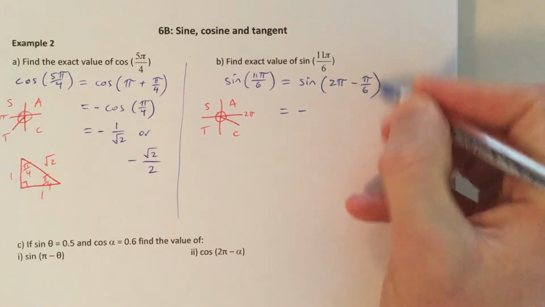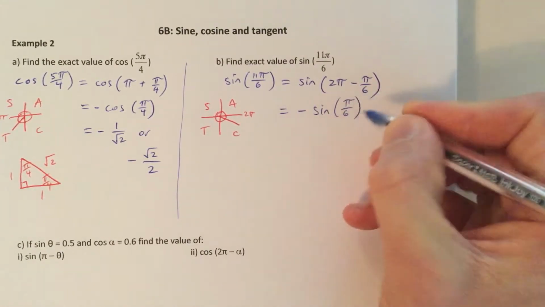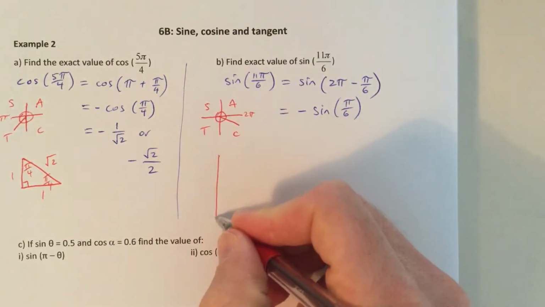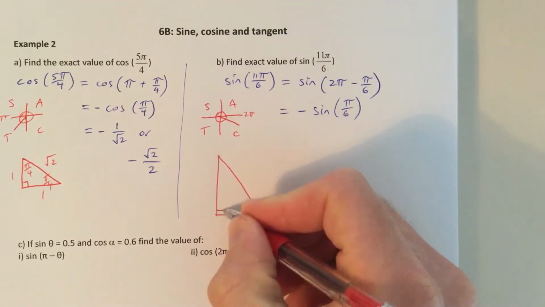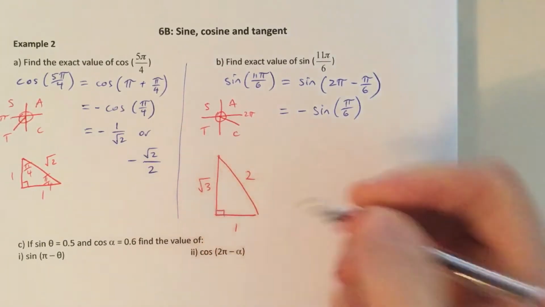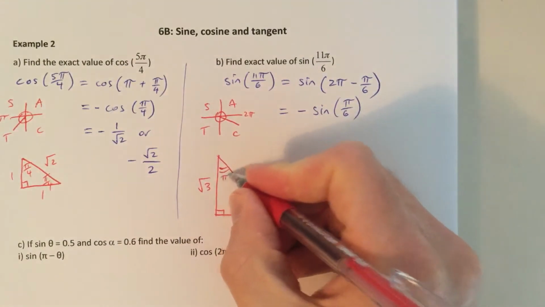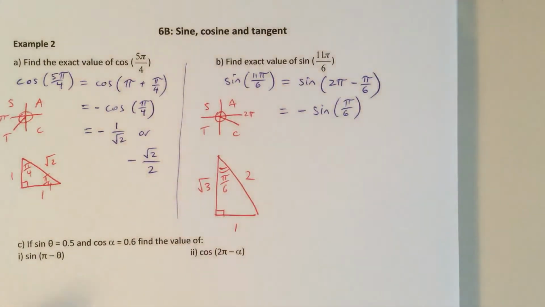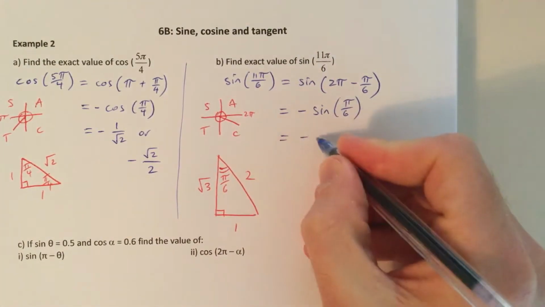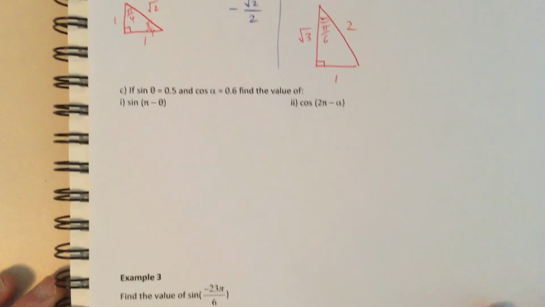The base angle that we're working with is pi on 6, so our exact value is going to be negative sine of pi on 6. And to work out sine of pi on 6, we go to the triangle that's got the angle pi on 6 in it, which is our 1, 2, root 3 triangle, pi on 6 being that angle there. So we know that sine's opposite over hypotenuse, so opposite is 1, hypotenuse is 2. This is going to be negative 1/2.